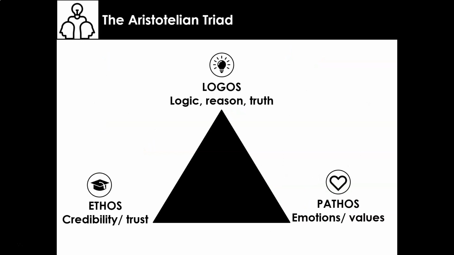Great. Now we've done that, we're going to recap the Aristotelian triad. Remember, these were the 3 appeals of rhetoric which Aristotle outlined in his book, The Art of Rhetoric. They were ethos, credibility and trust, logos, logic, reason and truth, and pathos, our emotions and values. I think it would be a really good idea for us to have a copy of this in our exercise books. So pause the video here and carefully copy down this triangle, labelling each point with ethos, logos and pathos and what they mean.